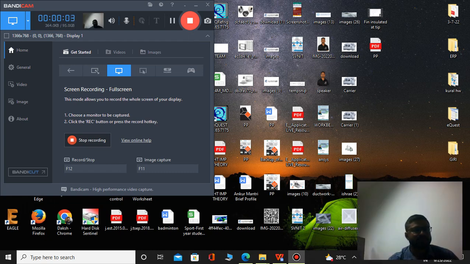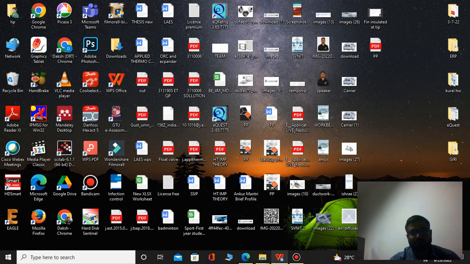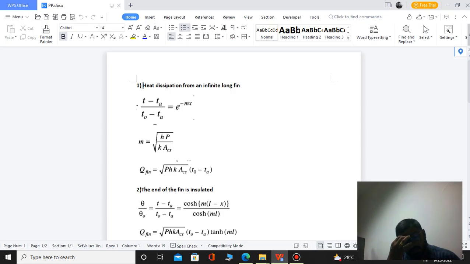Hello student. For this mid exam, we will solve some numericals, and those numericals will be helpful to you for the mid exam. Initially we will cover examples of fin. In that, I will first explain the basic formulas that we generally use to solve numericals of fins. Here you can see that these two equations are important.